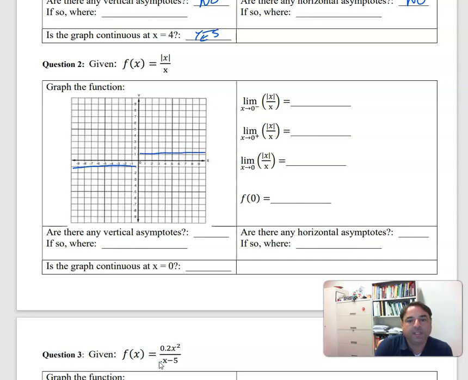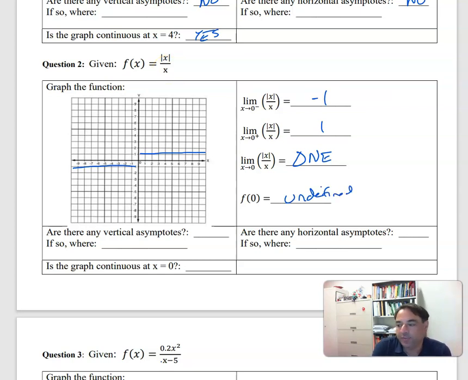Now, as we approach 0, the limit as x approaches 0, so here's 0. Coming from the left, the y value is negative 1. Coming from the right, the y value is 1. Those do not match, so we're going to put DNE for does not exist. And if you plugged in 0, you can't divide by 0, that would be undefined.